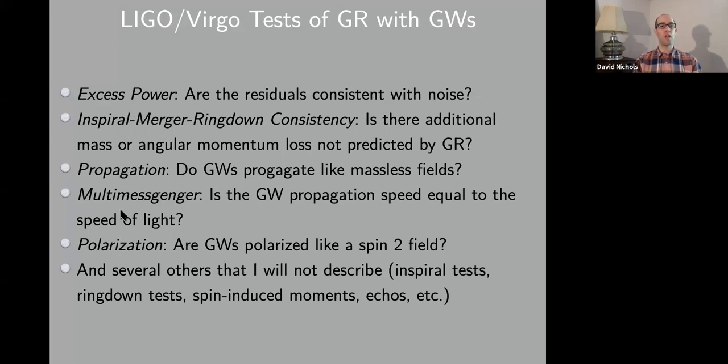Some other tests involve the propagation of gravitational waves. So do they propagate like massless fields at the speed of light? These are questions that LIGO has answered. And then also issues of polarization. So do gravitational waves interact with the detector as, say, a spin-2 field would? Or is it more like a scalar or vector field? These are questions that one can, in principle, probe with gravitational waves. And if you're quite interested in this, there's a number of other tests that I haven't described. They're summarized in some of the reading material that I linked on the webpage for this summer school.